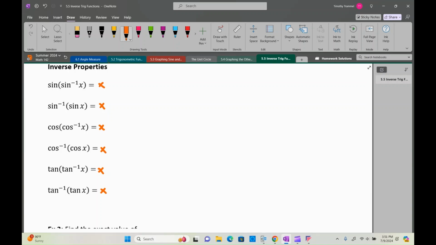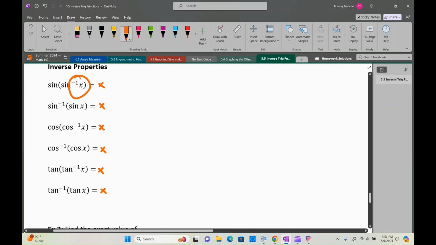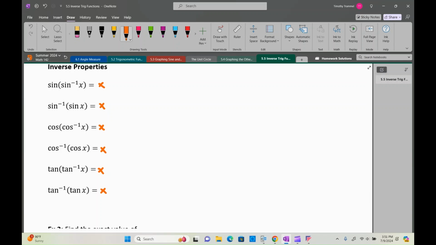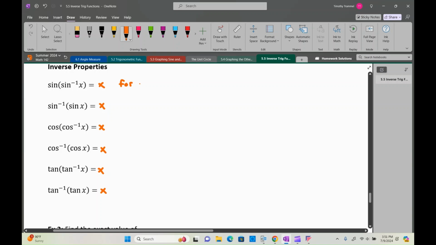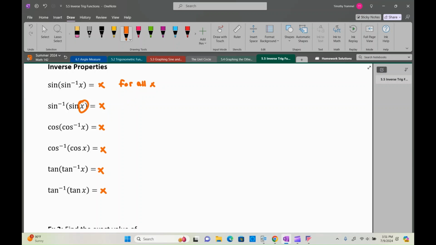So sine inverse itself can only give us angles between minus pi over 2 and pi over 2. Okay. That's not really problematic here because you can take sine of any angle. So this one here is actually for all x. It's this direction where we're going to have the issue. I can plug any angle I want into sine, but sine inverse will only output angles between minus pi over 2 and pi over 2.